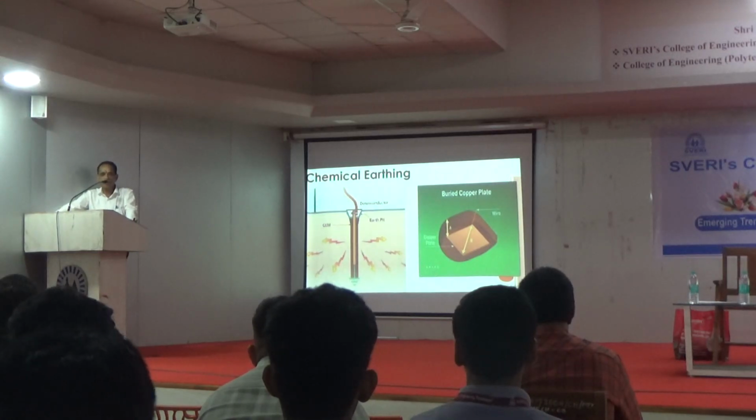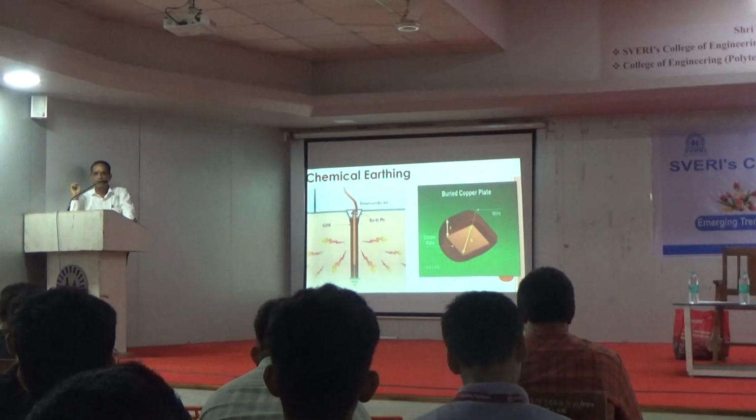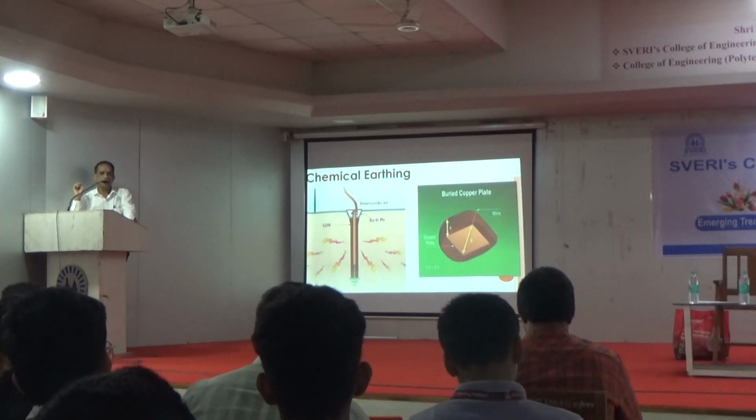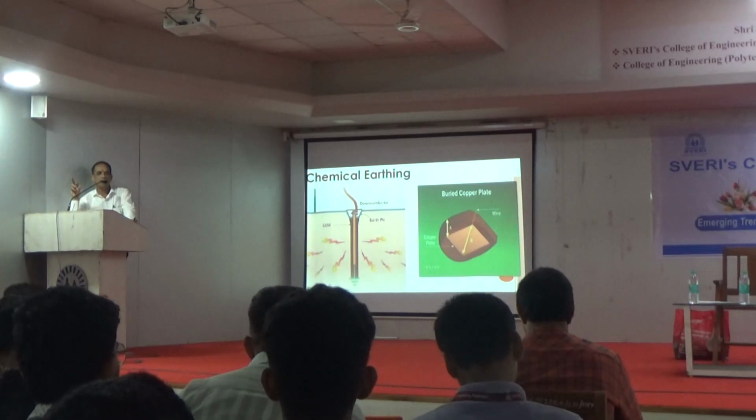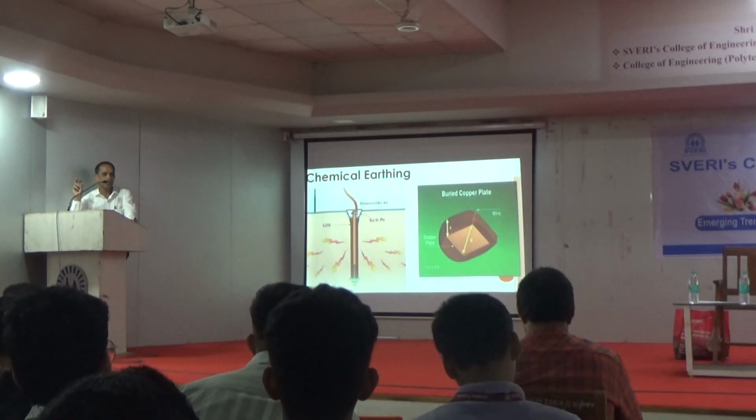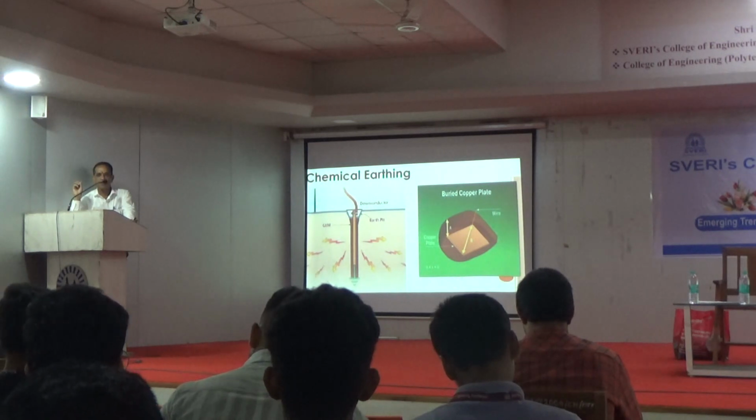That is not the case nowadays. Nowadays we go for chemical earthing, which we call class A chemical earthing. Why is earthing very critical? Because if you see most of the power equipment, the earth terminal is very thick, because the resistance has to be lowest.